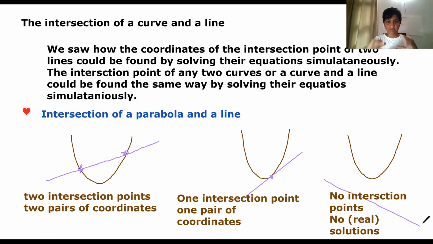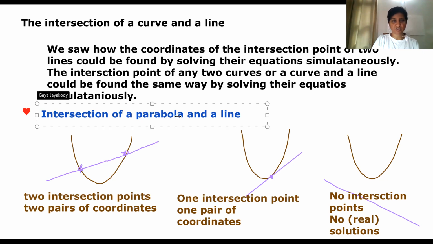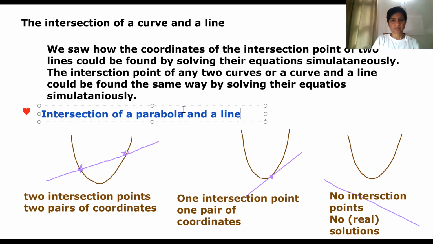Right. So we will write both of that together. Your first bullet point was this: intersection of a parabola and a line. For the second bullet point, I will change it here itself. You just continue your second bullet point, another star or a heart or whatever. I will change this to intersection of a circle and a line, and I will change my diagrams.